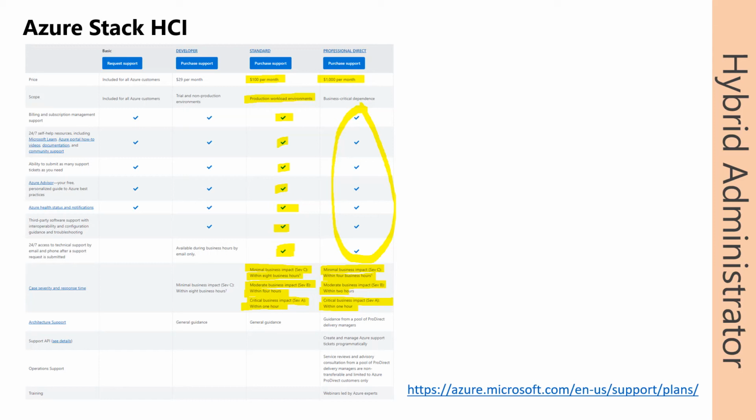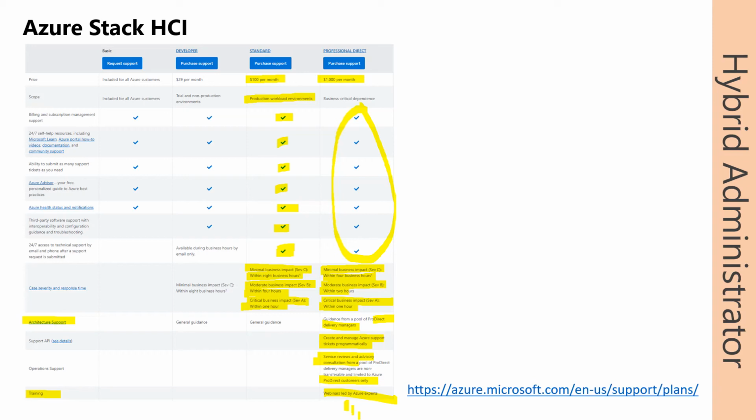Additionally, for architecture support, we have direct delivery managers that support me. We can access the ticket portal via an API. We have operations support from advisory consultants that support the customer directly. We have training resources, and the list includes some additional features at the end that are not in the screenshot because this page was already full.